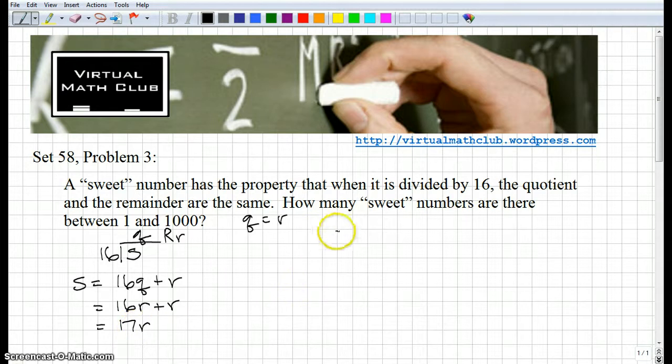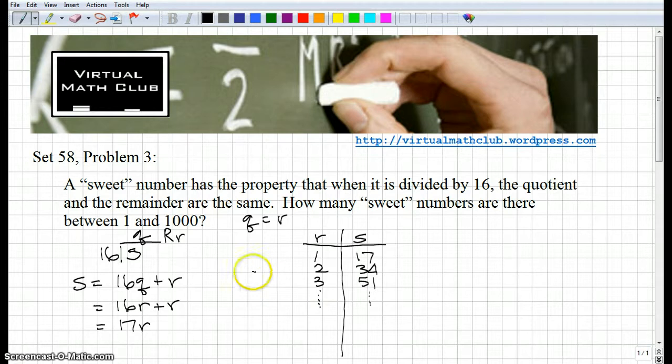So let's make a little table here. We just plug in values for r and get some values for sweet numbers. The first one is when I plug in 1 for r, so the first sweet number is 17. If I plug in 0, I'll just get 0, and that's too small, since I'm looking for the ones between 1 and 1000. When I plug in 2, I get 34, and with 3, I get 51, and so on. So what's the biggest sweet number?